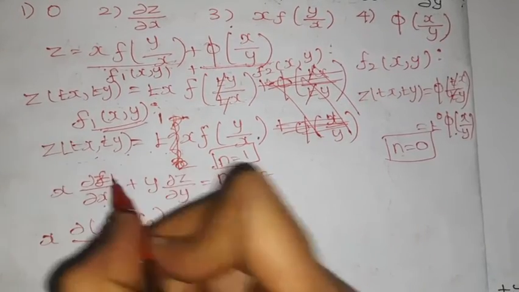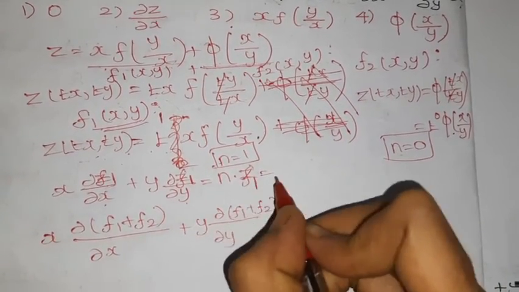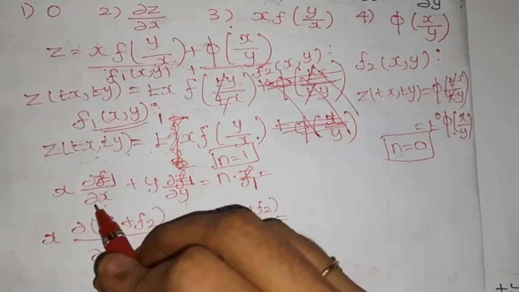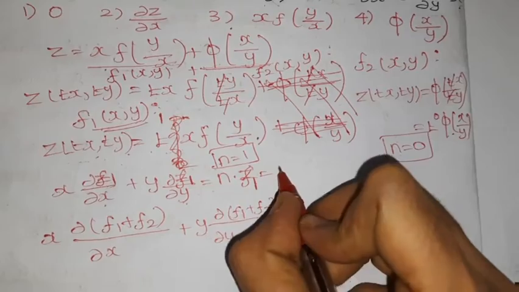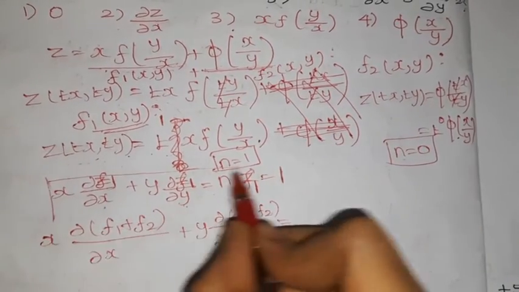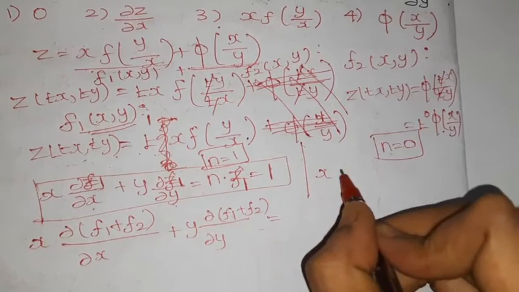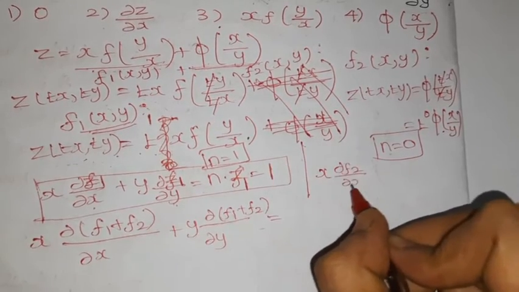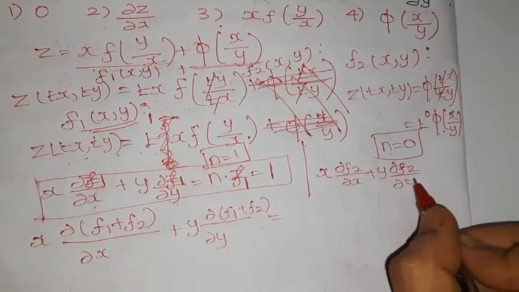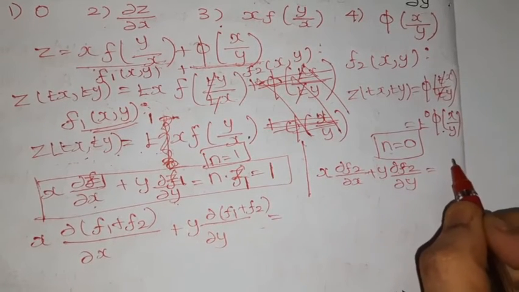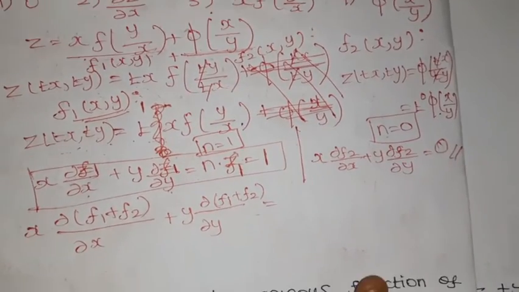Here ∂z equal to ∂f1 ... So for that, x ∂f1/∂x + y ∂f1/∂y equals n into f1. N is nothing but 1, so 1 for function 1. Then for this, what is that? x ∂f2/∂x + y ∂f2/∂y equals n into f2. N is nothing but 0. 0 into f2, 0 alone. So we can get 0 alone.